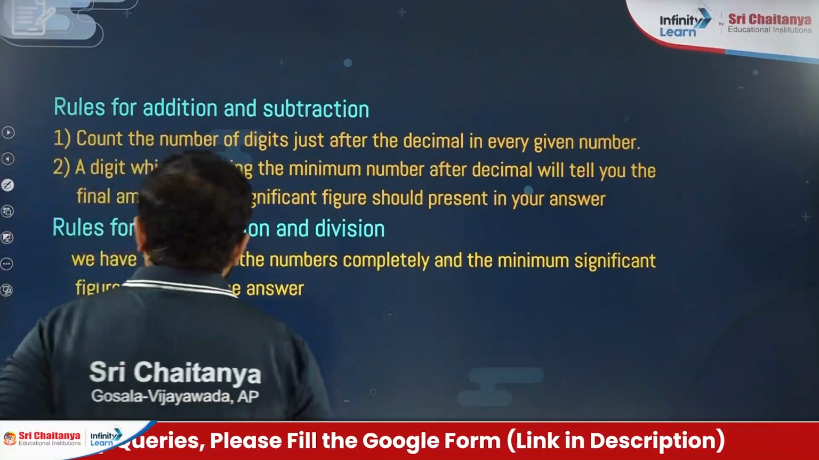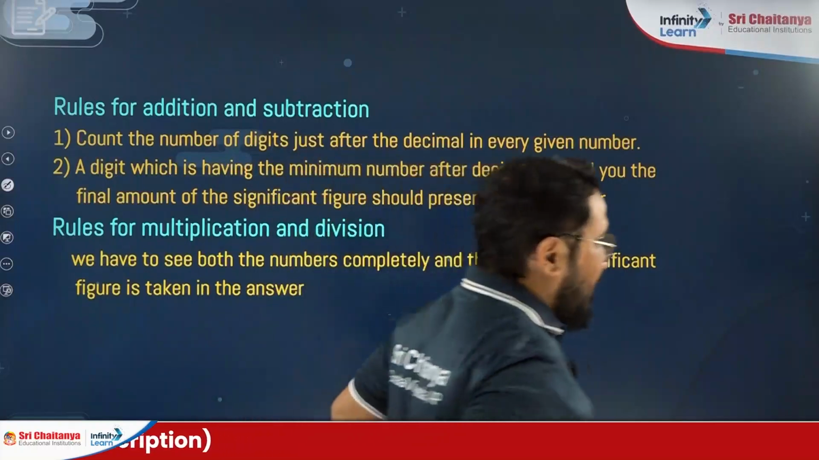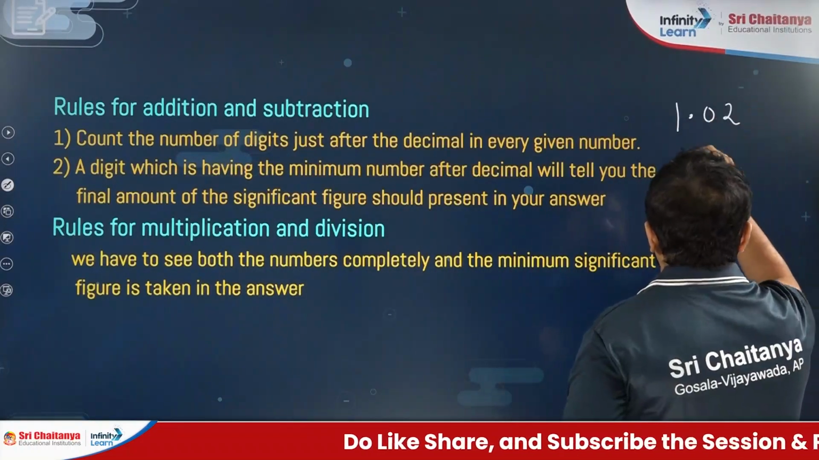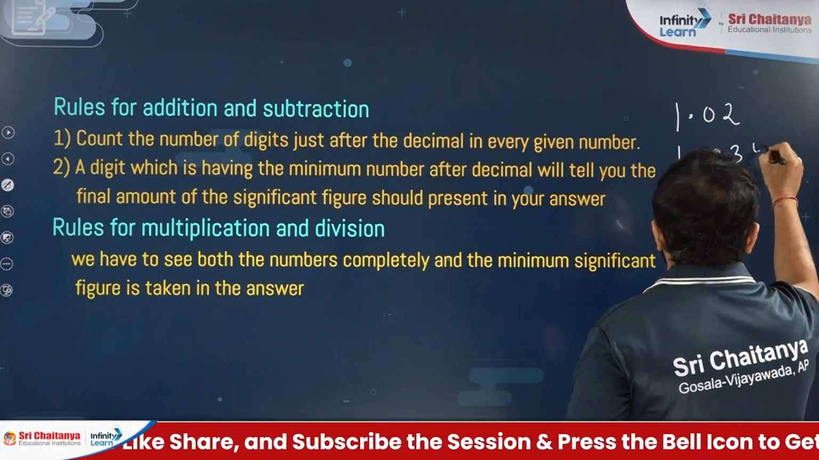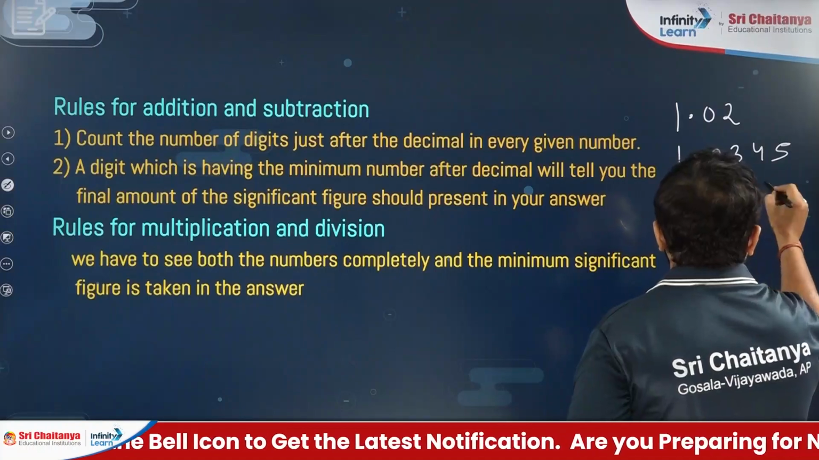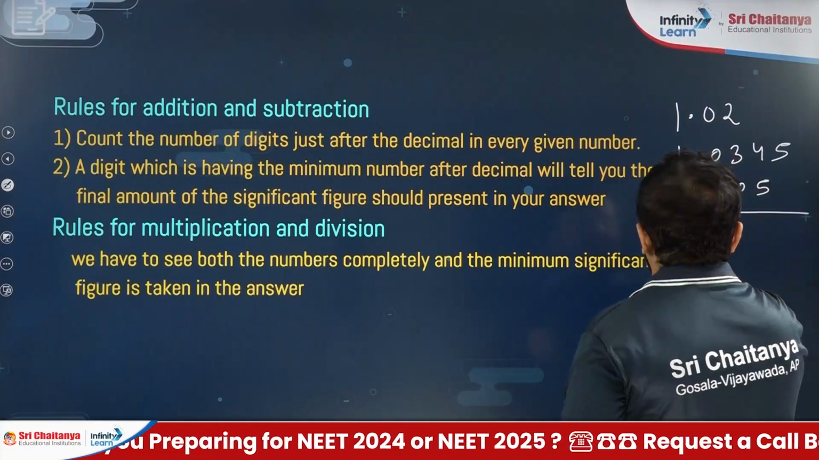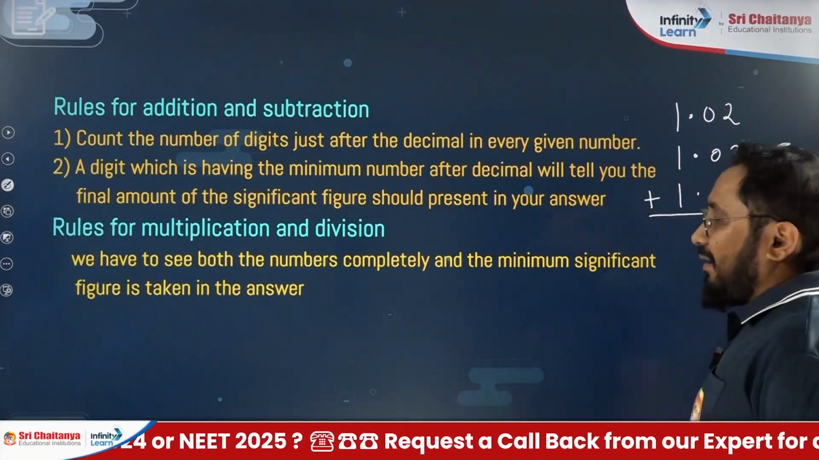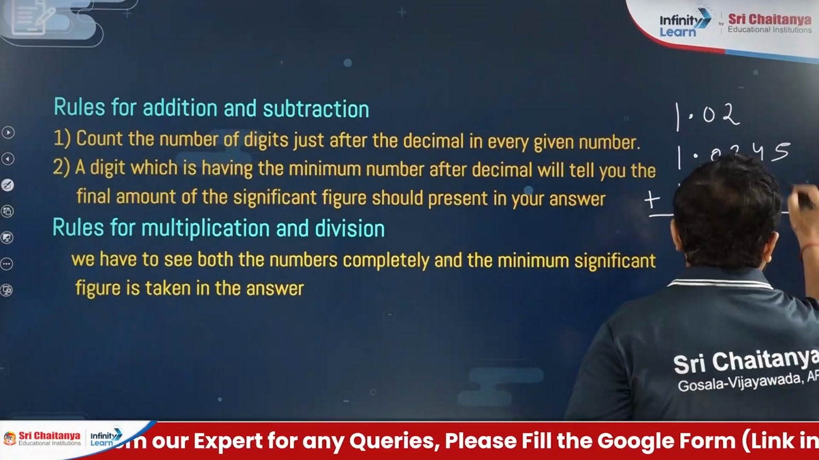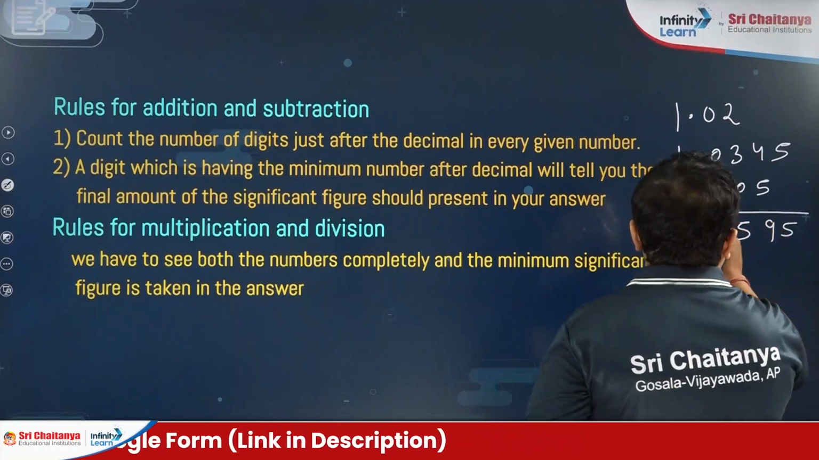Rules for addition and subtraction. Count the number of digits just after the decimal in every given number. See, if I am going to add 1.02, 1.0345 and 1.005, and write down the answer in significant digits, what should the answer be? So add them. It will become 3.0595.